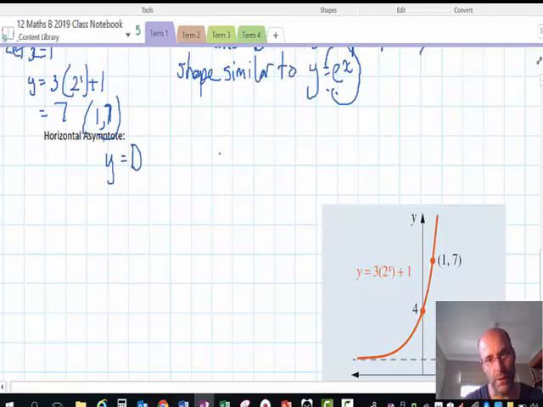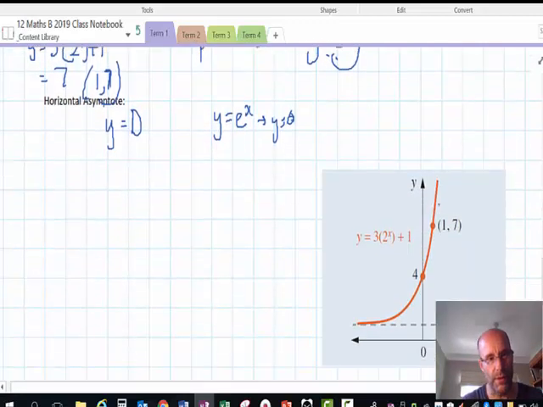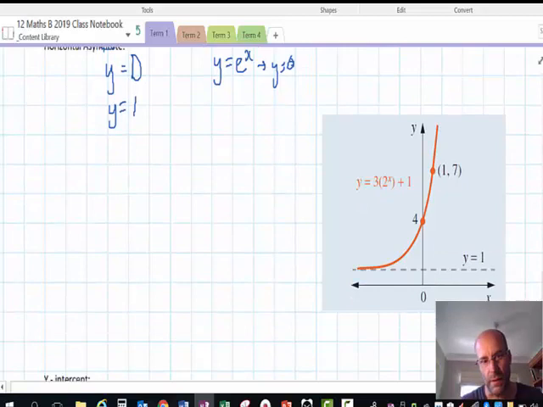Just remember, a generic exponential would have the asymptote at something generic; y equals e to the x has the asymptote at y equals 0. So we know that it's y equals d based on our previous work. If we look at the equation, it's plus 1 on the end for d, so d is 1, so y equals 1 is the horizontal asymptote.